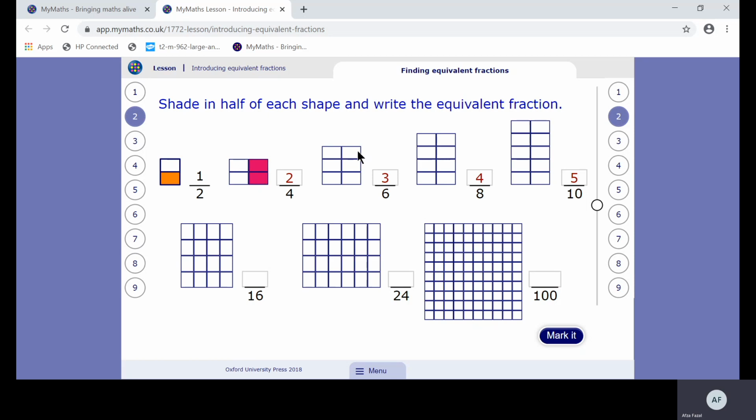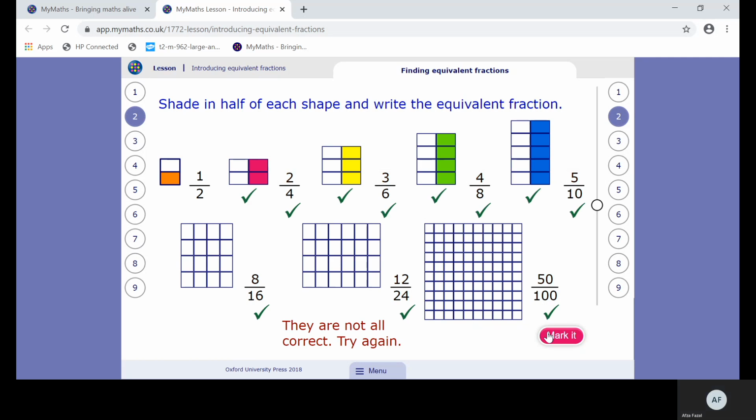So here I'm going to colour in 2. Here I'm going to colour in 3. Here I'm going to colour in 4. And here I'm going to colour in 5. Now, half of 16 is 8. Half of 24 is 12. Half of 100 is 50. They're all showing half, but as you can see, the numerator and denominator have changed. This is saying it's not correct because I haven't coloured in the pictures. So the fractions are correct.